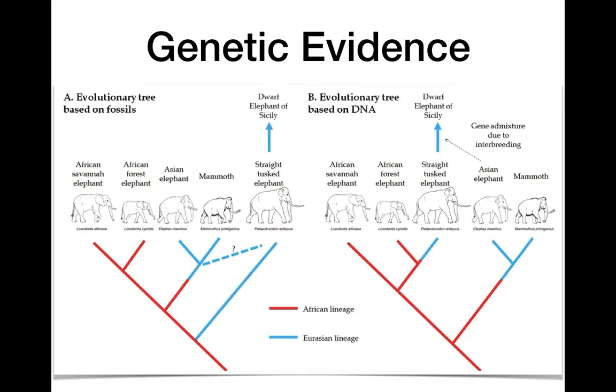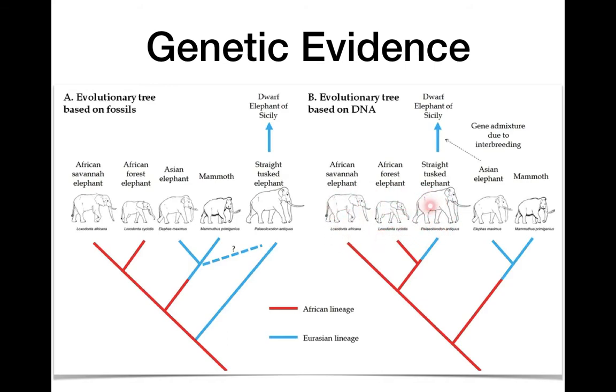But then we looked at the DNA and sequenced all this DNA and learned about the relationships. We found a very different pattern. So we still have the African savanna elephant as the one directly from a common ancestor. And then branching off from that, we had a branch that led to the African forest elephant and then the straight tusked elephant. So these two are more closely related to each other than we previously thought. We used to think these two were most closely related, but really these two are much closer.